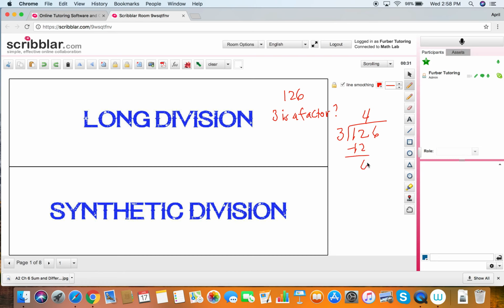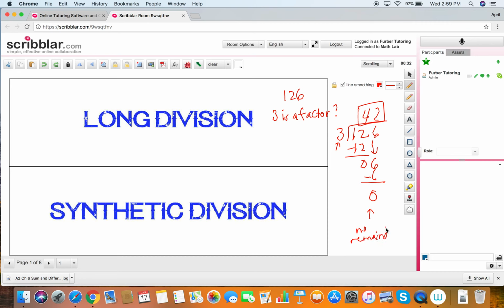And this is the long division process that you learned back in 4th or 5th grade. And then 6 divided by 3 is 2. So we would get a remainder of 0. And if we get a remainder of 0, then we know that this number 3 is in fact a factor of 126 because it comes out evenly with no remainder.